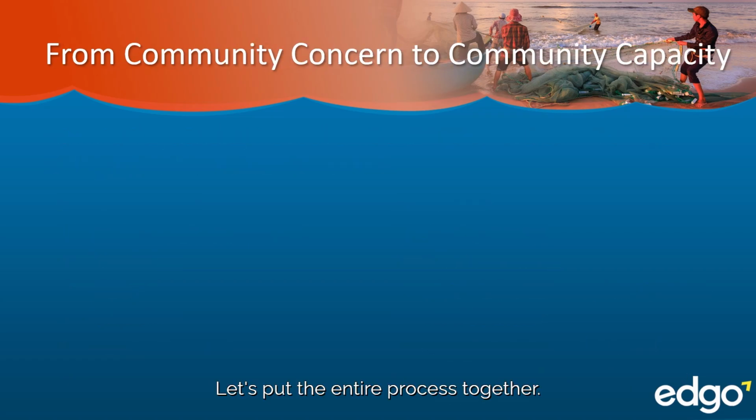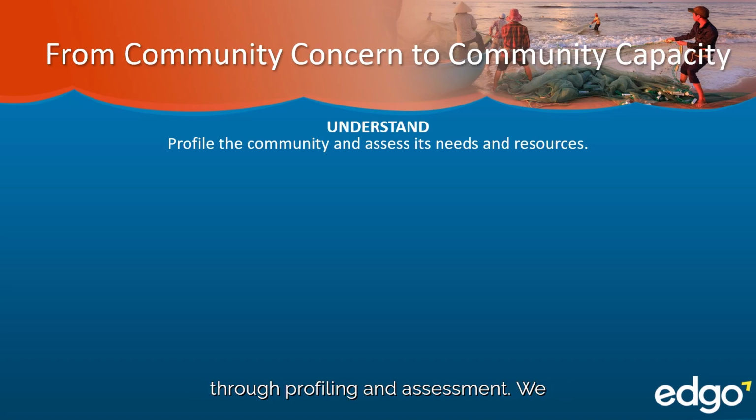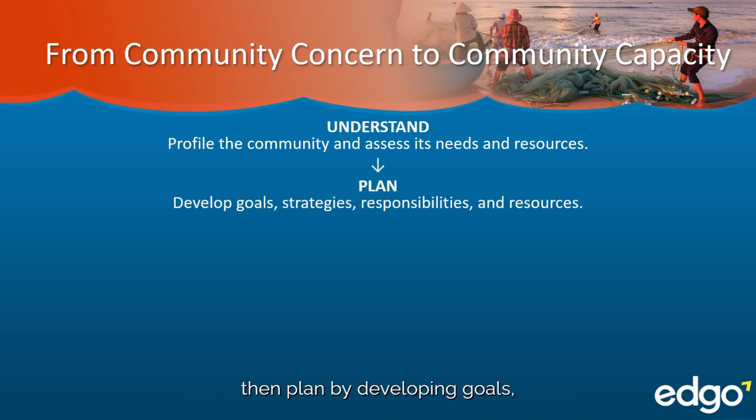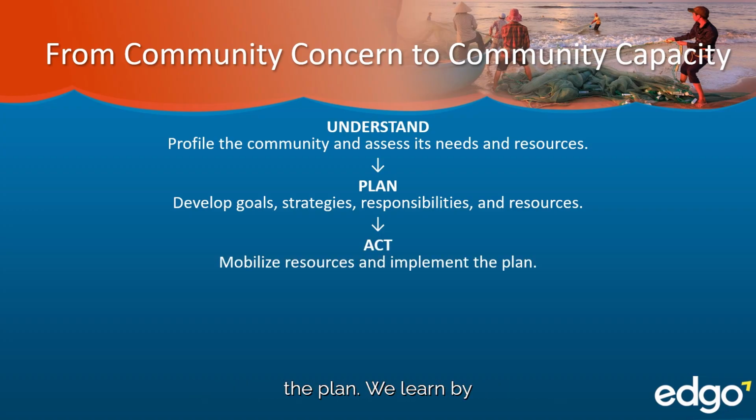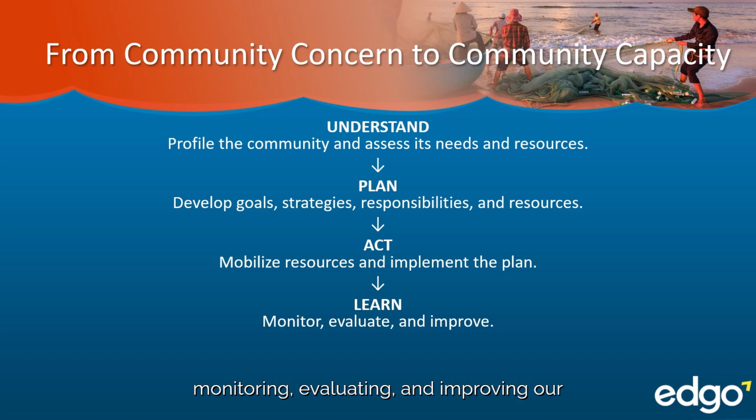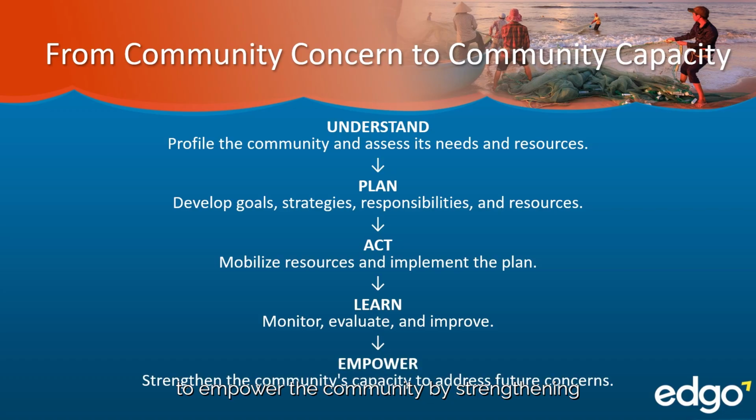Let's put the entire process together. We begin by understanding the community through profiling and assessment. We then plan by developing goals, strategies, responsibilities, and identifying resources. We act by mobilizing resources and implementing the plan. We learn by monitoring, evaluating, and improving our actions. And ultimately, we seek to empower the community by strengthening its capacity to address future concerns. So community development can be understood as a continuing process of understanding, planning, action, learning, empowerment.